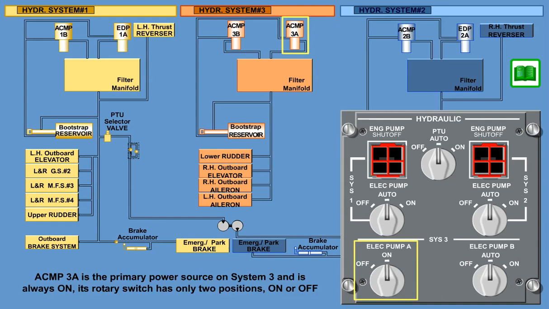Since ACMP-3A is the primary power source on System 3 and is always on, its rotary switch has only 2 positions, on or off.